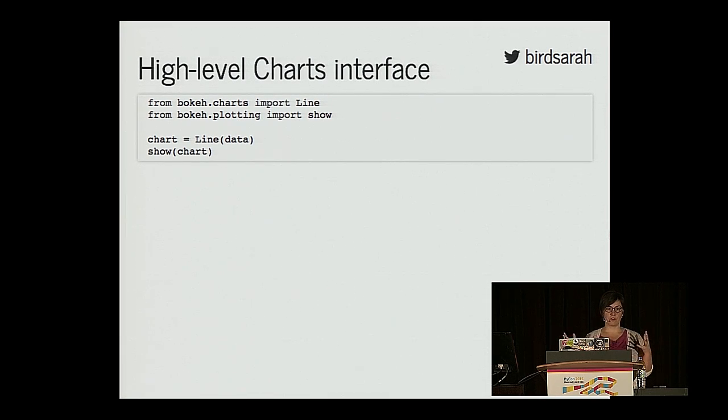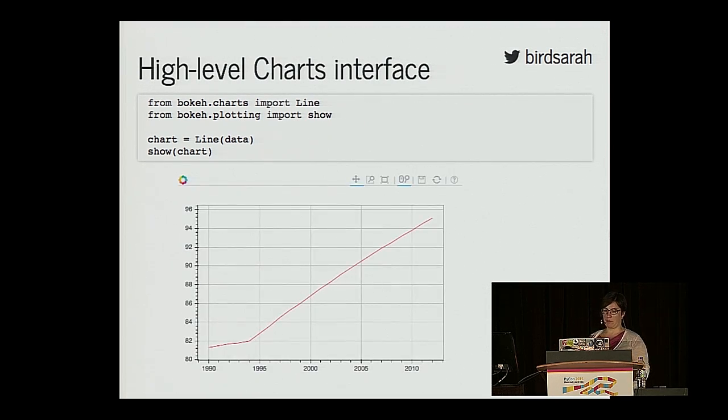So we'll start with the charts interface, which is kind of amazing. There's a whole series of functions built into Bokeh. We're going to start with the line chart that was on the visualization. You import the line function from bokeh.charts. You shove in your data. You use the show method, and this appears.